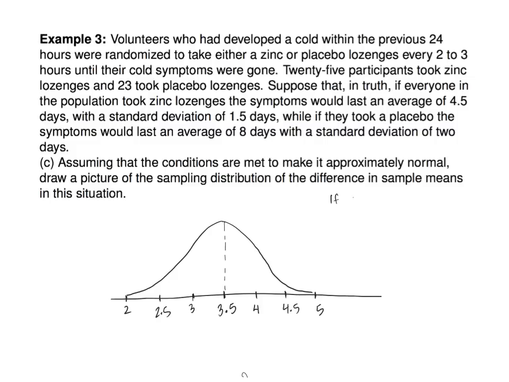Remember that if your n1 and n2 get larger, this gets narrower and taller, and that's centered around the mean.